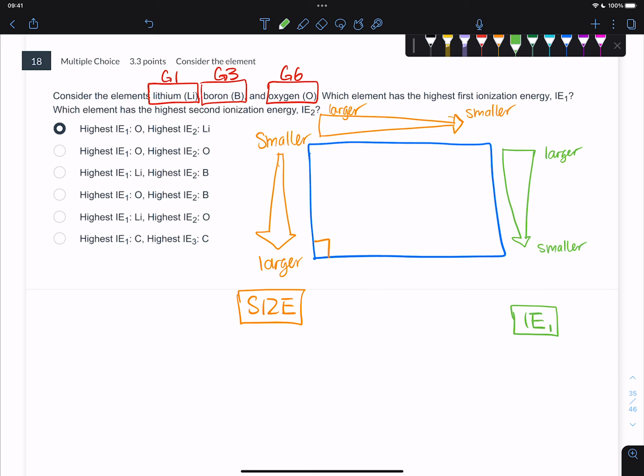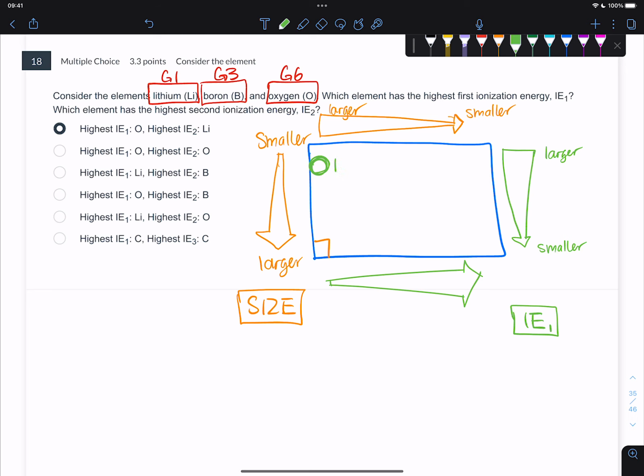And then that trend is obviously reversed going from left to right as well. With that being said, we can look at it and say, well, lithium's pretty tiny. Lithium's over in this region over there. Because lithium is small, it has a relatively large ionization energy. However, it is in group 1, so stealing its first electron is pretty easy.